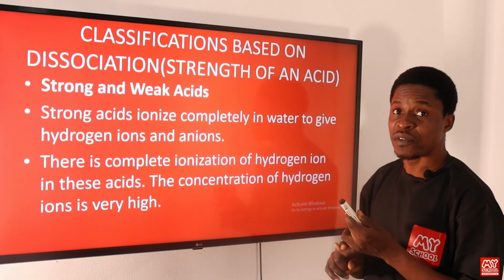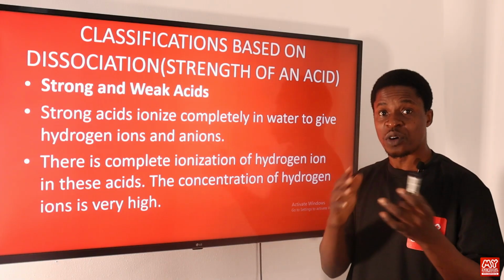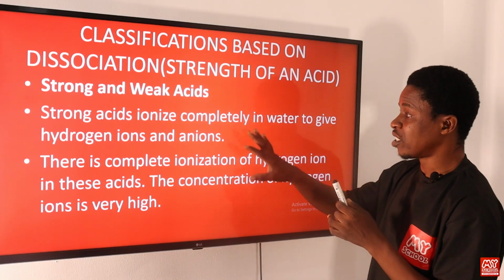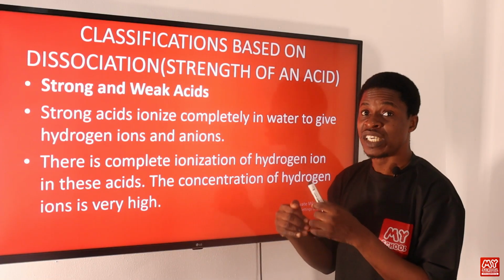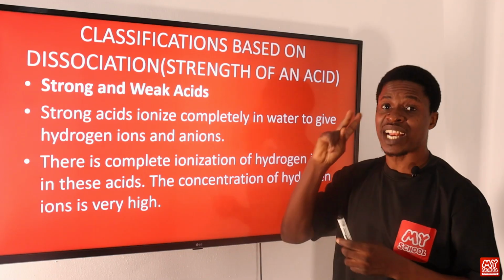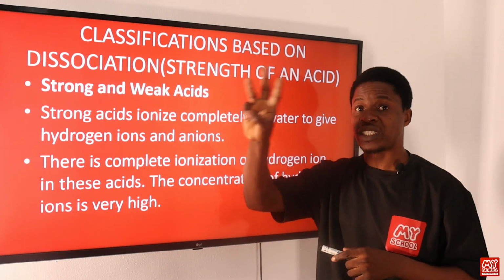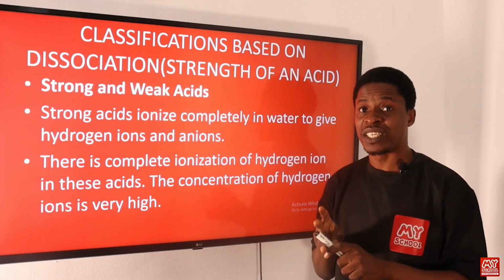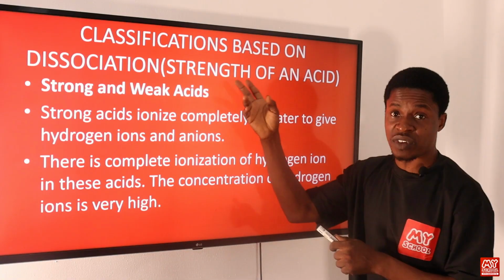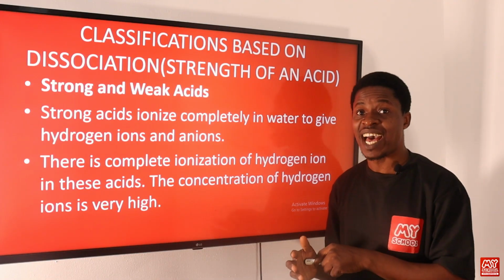Now we have looked at classification of acids based on sources, which is organic or inorganic. We have looked at classification also based on the amount of acid that can be replaced. So the second classification of acid now is based on dissociation. Remember, we said there are 3 classifications. First, based on sources. Second, based on dissociation. And thirdly, based on strength, whether they are concentrated or whether they are weak acids.